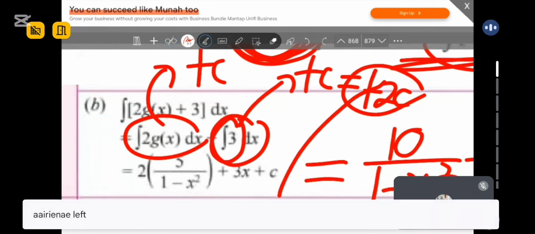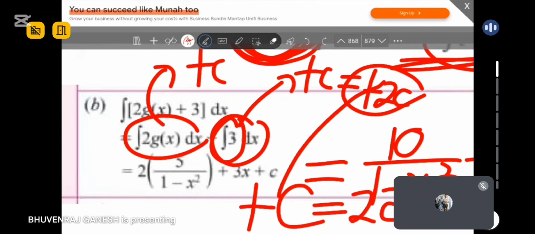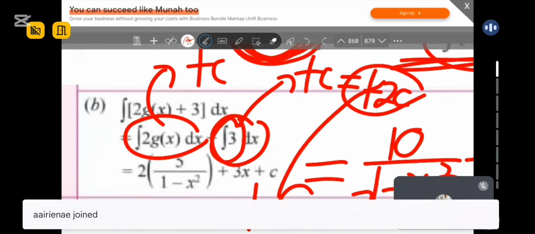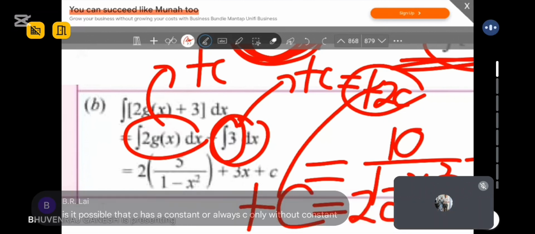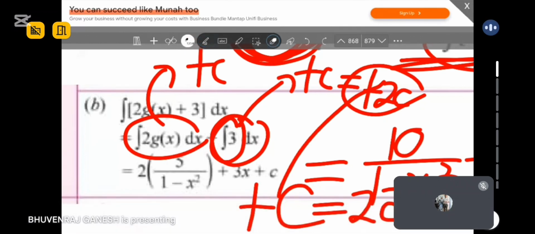Usually when you have something like this, plus 2C, you can write it as a capital C. Plus C. Capital C means that is equal to 2 small c. It's just a larger number. Nombor lebih besar. So kita guna huruf besar C. Kamu tulis huruf kecil pun tak apa. You write small letter also can. Is it possible that C has a constant or always C only without constant? C will have constant always.